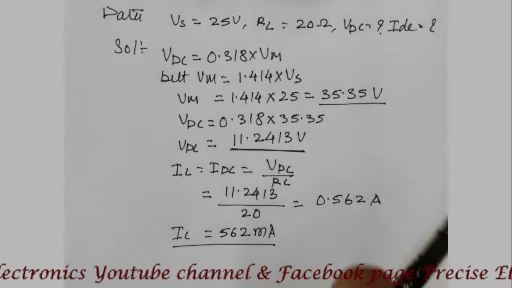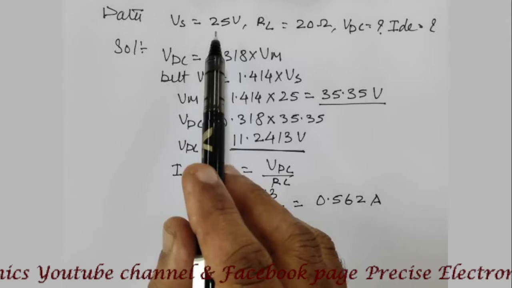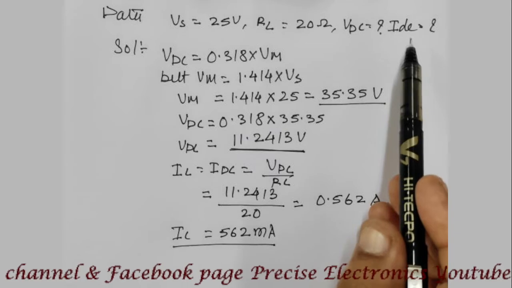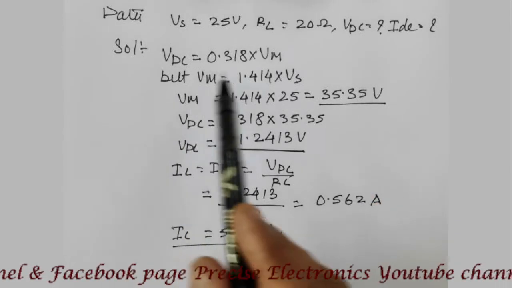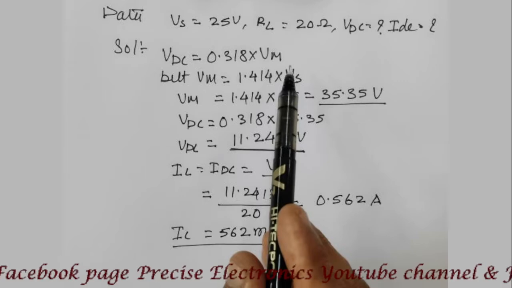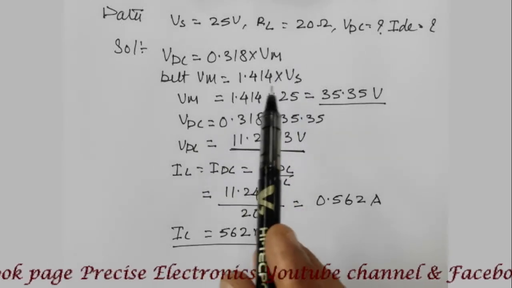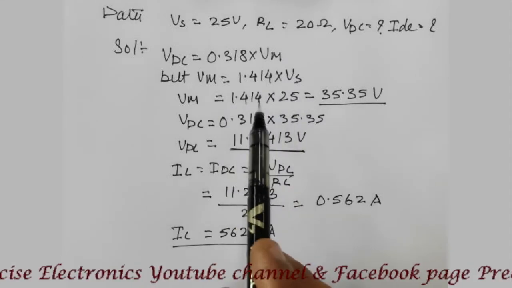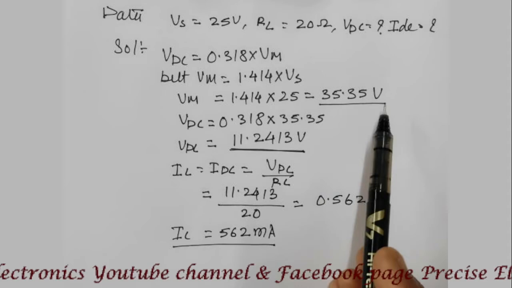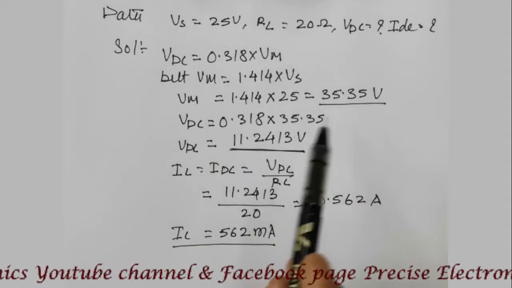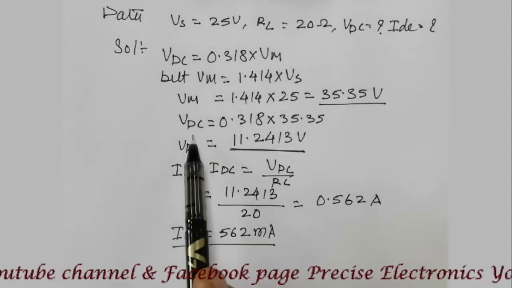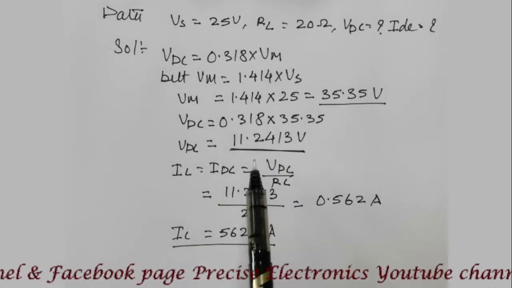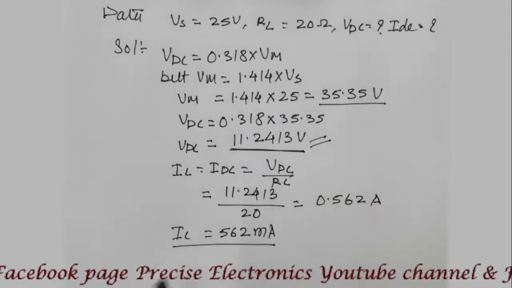Let us see once again how we solved it. VS is given, that is 25 volt, RL 20 ohm, and we have to calculate VDC and IDC. What is solution? VDC is equal to 0.318 into VM, but VM is equal to 1.414 into VS. So by substituting the value of VS, we are getting 1.414 into 25, that is equal to 35.35 volt. Now by substituting the value of VM, we get VDC is equal to 0.318 into 35.35, that is 11.2413 volt. That is our first answer.